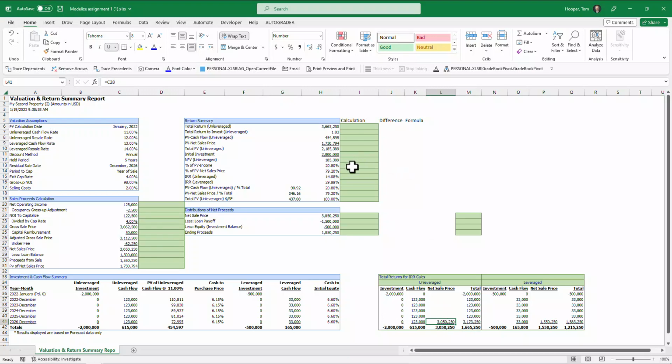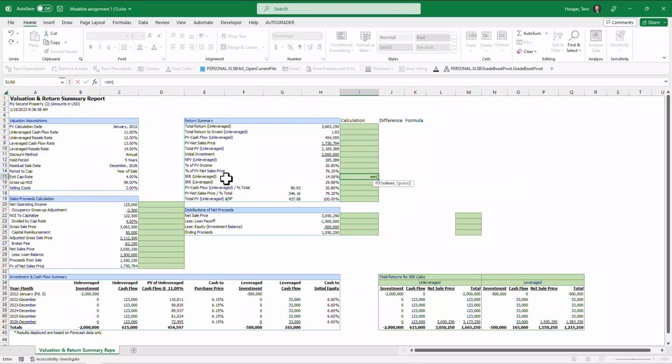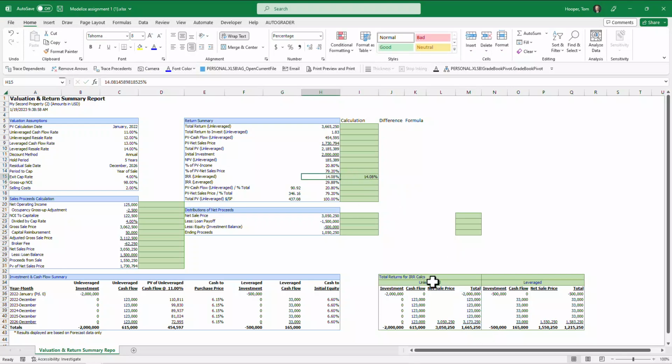And then in class, we pointed out, well, if we need to know the unleveraged internal rate of return, we could use IRR and look at this totals column. That was the whole point of making this table. And we get 14.08, which looks very close to their answer.